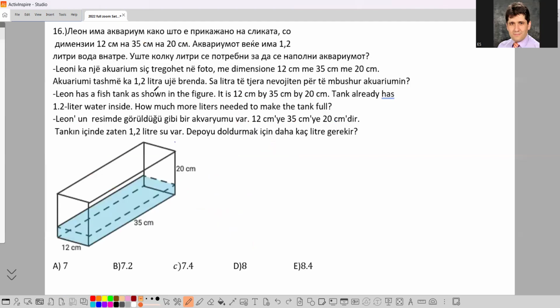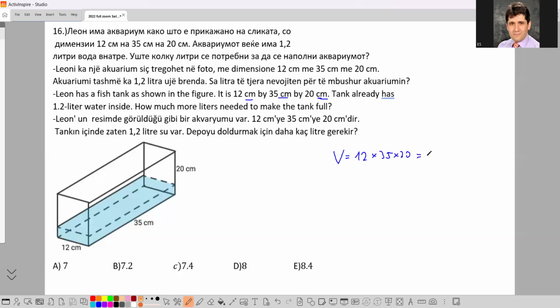Next. We have a cuboid, so an aquarium. Leo has a fish tank that shows in the figure. Its dimensions are 12 by 35 by 20. So what is the volume first? The volume is 12 times 35 times 20. Make sure that all these are in centimeters.